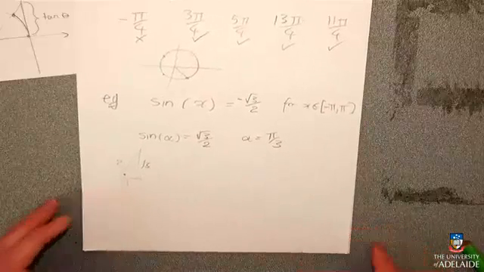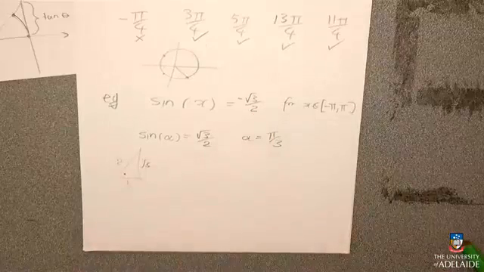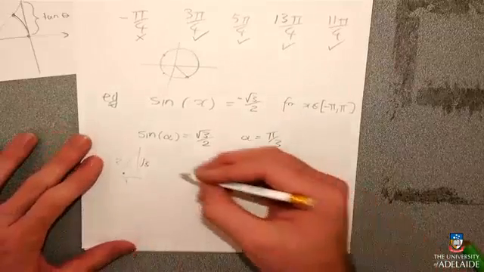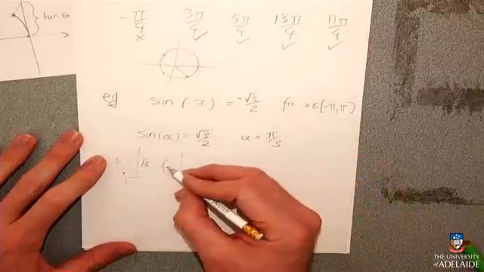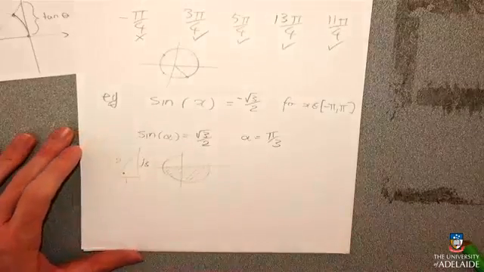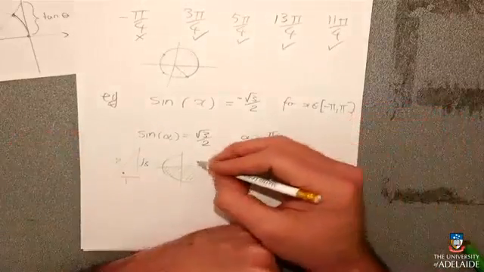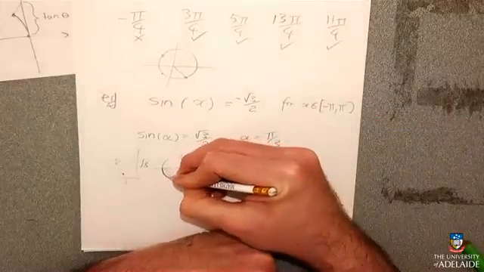Okay? But my number x gives me negative root 3 on 2. So let me just imagine where that is. So sine is negative down here. That's where sine's negative. And so my angle must be pi on 3 away from the x-axis.